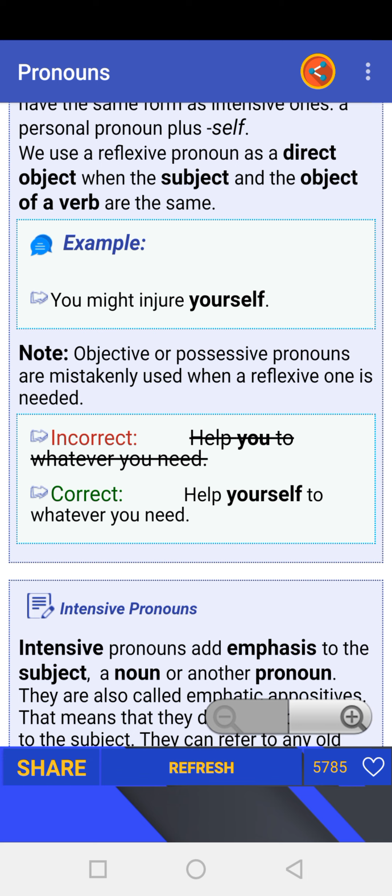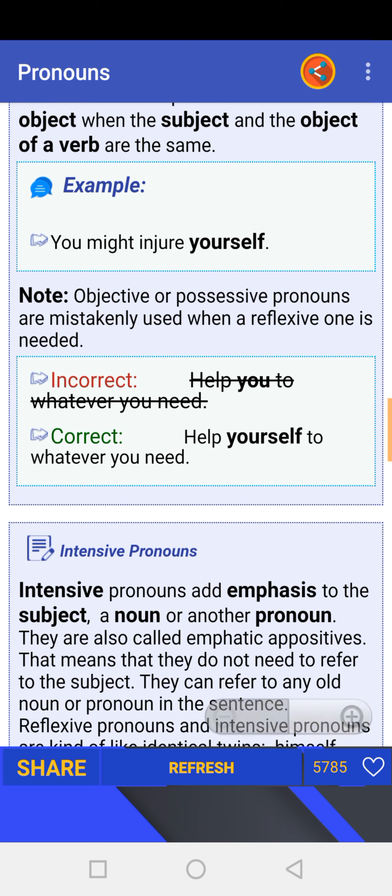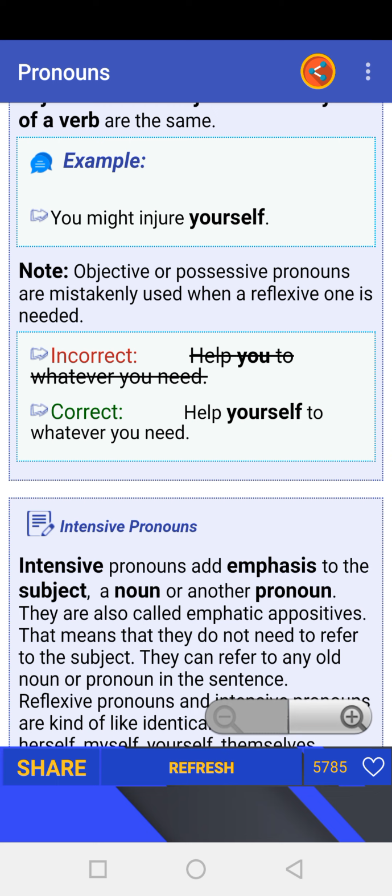Objective or possessive pronouns are mistakenly used when a reflexive one is needed. So it is correct to say help yourself to whatever you need, and it is incorrect to say help you to whatever you need.